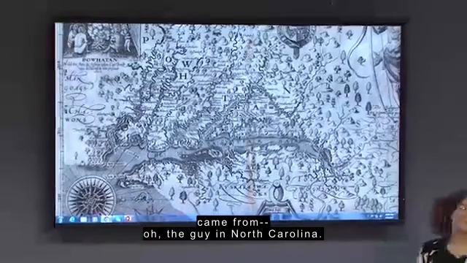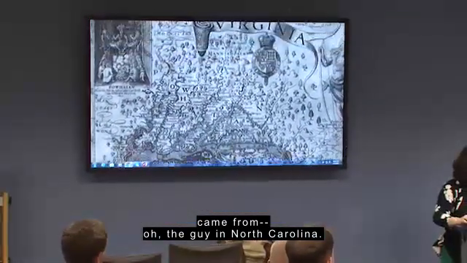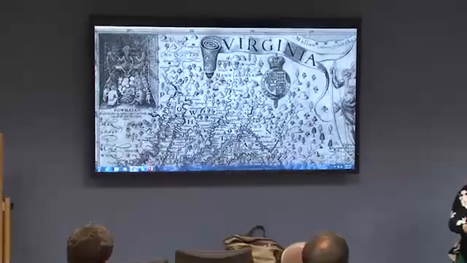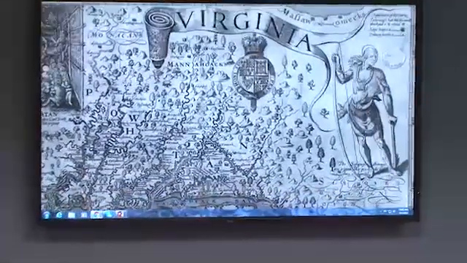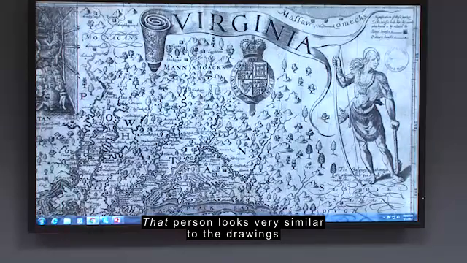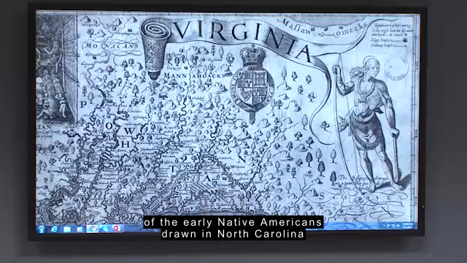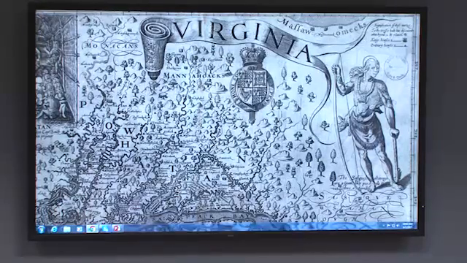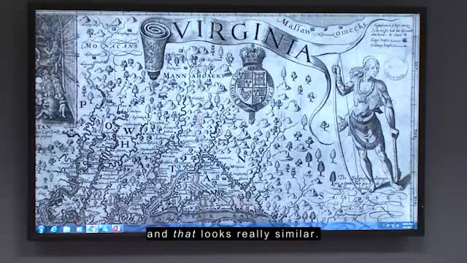I wonder if those come from the dude in North Carolina. What was his name? Not that guy. That person looks very similar to the drawings of the early Native Americans that were drawn in North Carolina back in the 1400s. He was with Raleigh. He drew all these pictures of Native Americans, and that looks very similar.